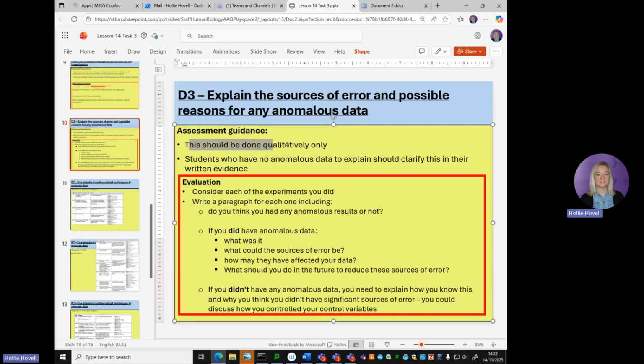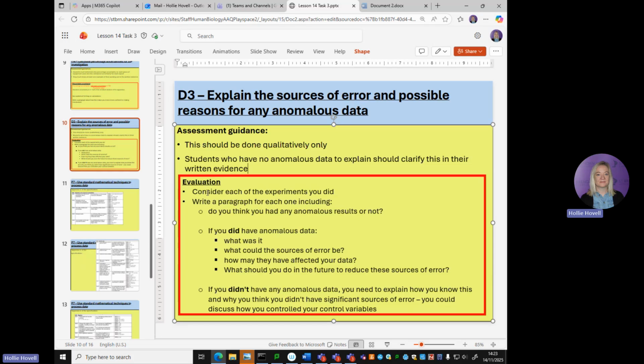It says this should be done qualitatively only, so you don't have to do any calculating in this part. And the students who have no anomalous data should still explain to clarify this in their written evidence. So even if you think your data is all really good, you still have to do this section. The heading for this section is evaluation.